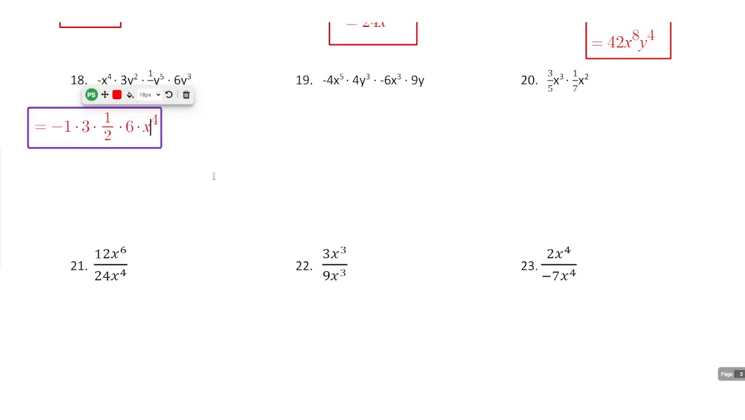That should be an x. That's the only x one, so the rest of these are going to be y's. Times y squared times y to the fifth times y cubed.